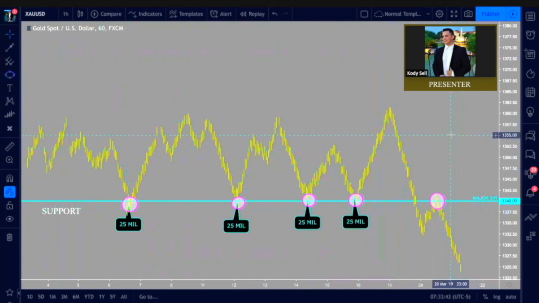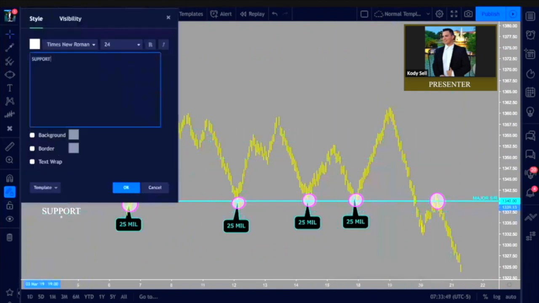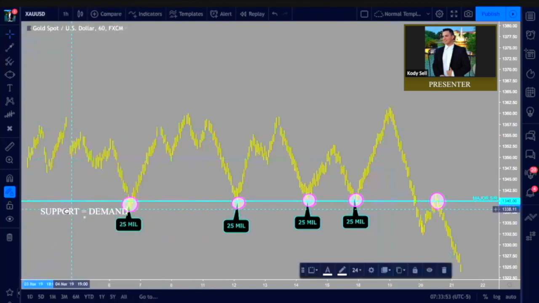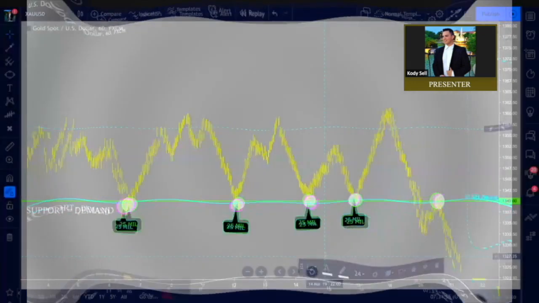So what I'm going to do is change our word support to demand. Let's move this right over here. And then I'm going to change all of this to green.